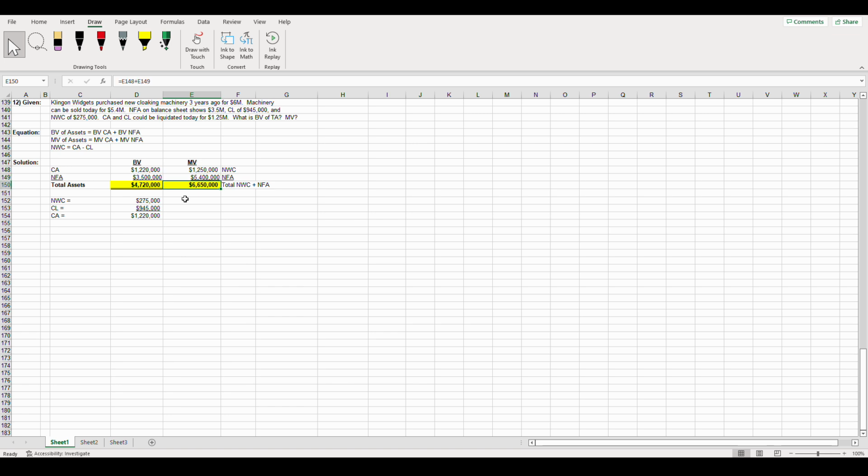Add those two together, equal E148 plus E149, and I get a market value of $6.65 million, and that is your total market value of your net working capital plus your net fixed assets. And there are the answers to problem number 12.